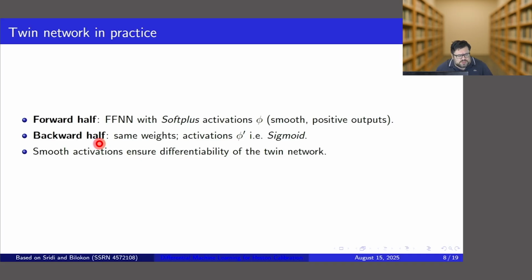Here is a critical implementation point. We must use smooth activations to ensure the twin network is differentiable everywhere. Non-smooth activations, like ReLU, break the requirement and lead to noisy gradients. So choose softplus, tanh, or other smooth activations when implementing twin networks.